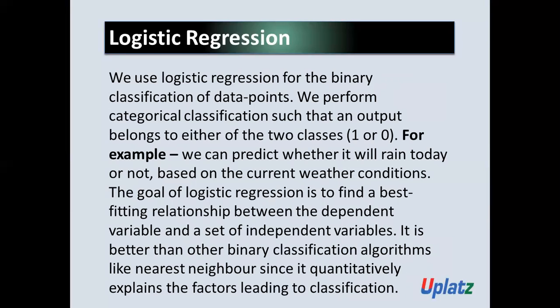We use logistic regression for a binary classification of data points. We perform the categorical classification such that an output belongs to either of the two classes, 1 or 0. For example, we can predict whether it will rain today or not based on the current weather conditions. The goal of logistic regression is to find a best fitting relationship between the dependent variable and a set of independent variables. It is better than other binary classification algorithms like nearest neighbor since it quantitatively explains the factors leading to the classification. Got the point?